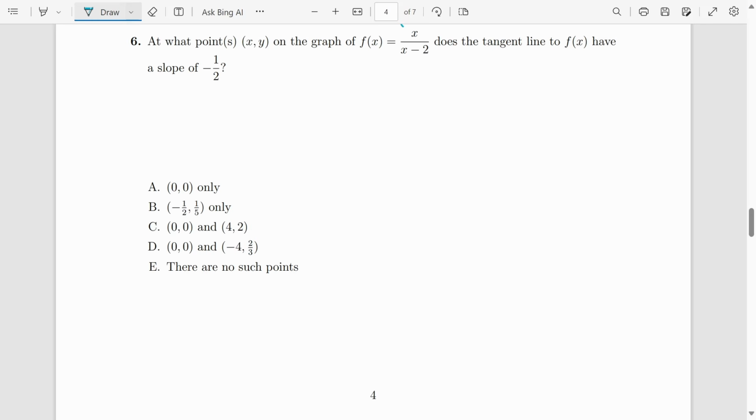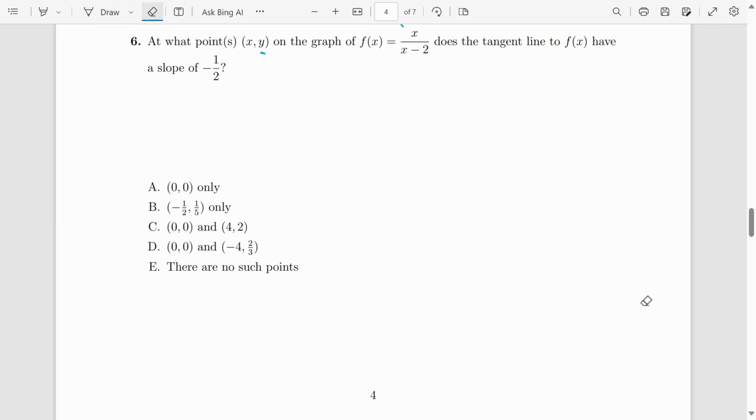Okay, question 6. At what points x comma y on the graph of f of x does the tangent line to f of x have a slope of negative 1/2? So that's kind of an interesting problem setup because it's the opposite of what they usually ask you. Normally you're asked to take the derivative of f of x and then plug in an x value into it, and then you'll get a slope coming out of that, the slope of the tangent line. But in this case, it's the opposite. You're given the slope and you're asked to find the x value and the y value.